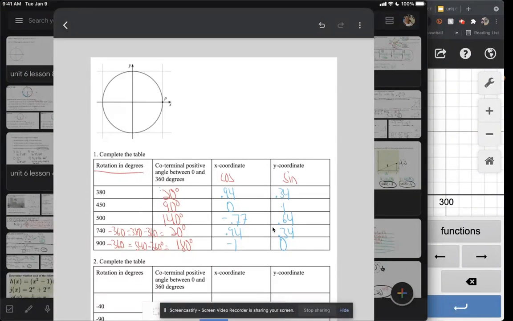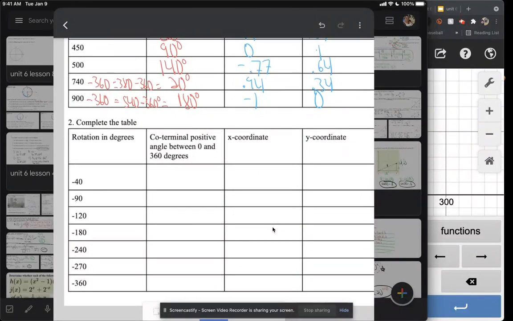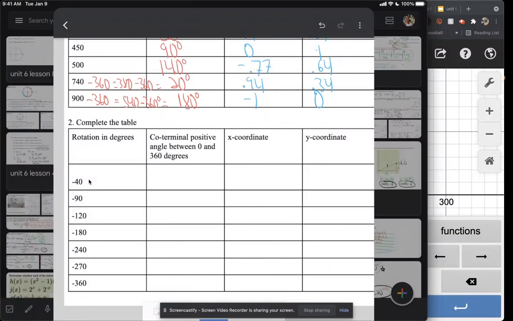All right, and now I'm going to do the same thing for number 2, except notice now I'm starting with negative angles of rotation. So now to find a coterminal positive angle between 0 and 360, I have to add 360 until I get a positive angle between 0 and 360. So negative 40 plus 360 is 320 degrees. Negative 90 plus 360 is 270 degrees. By the way, I'm using the calculator on my phone again.